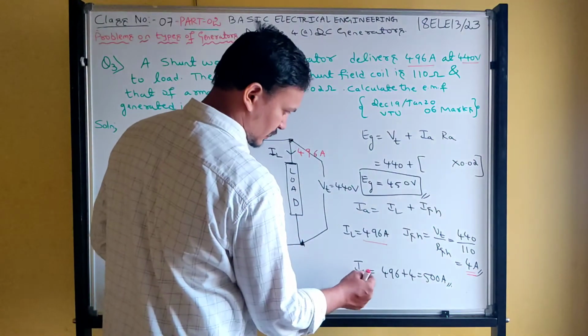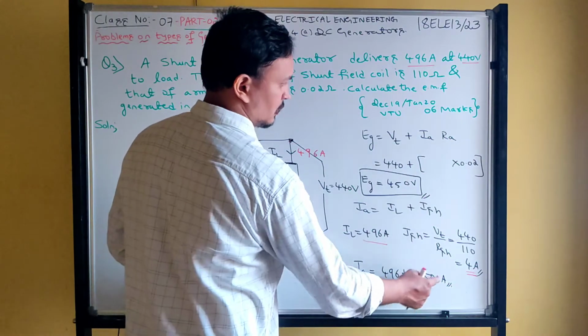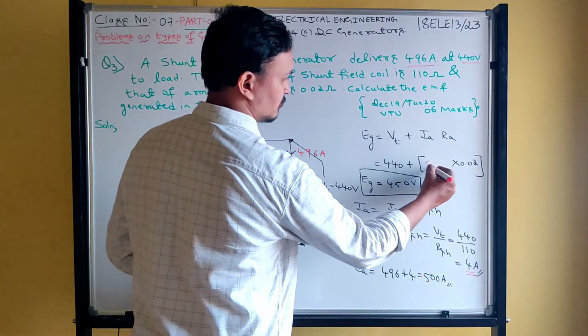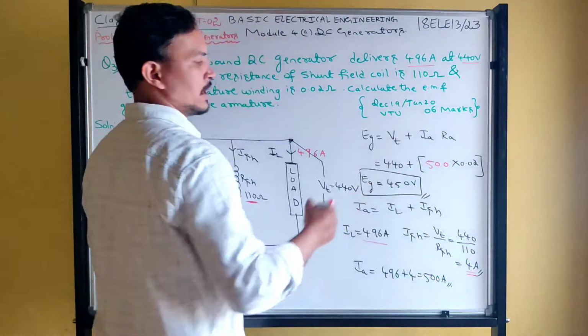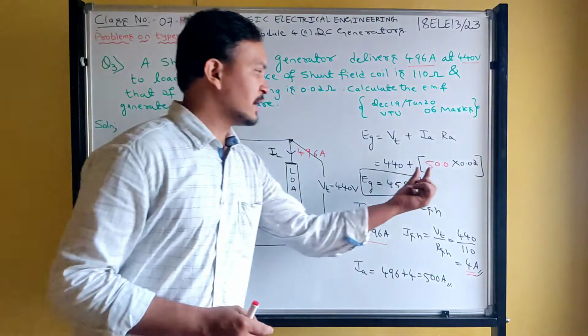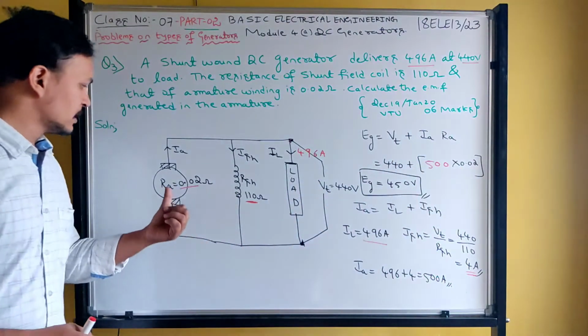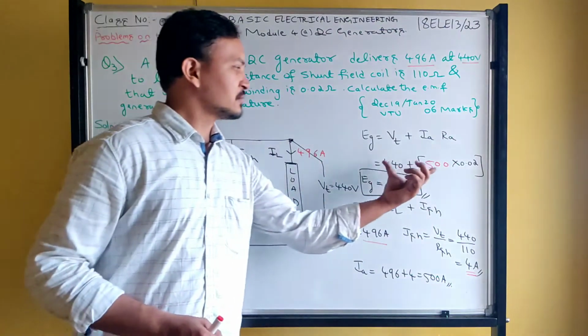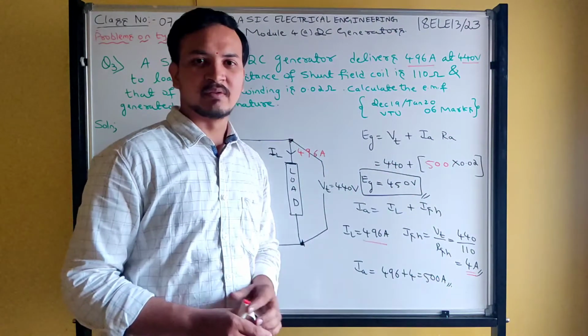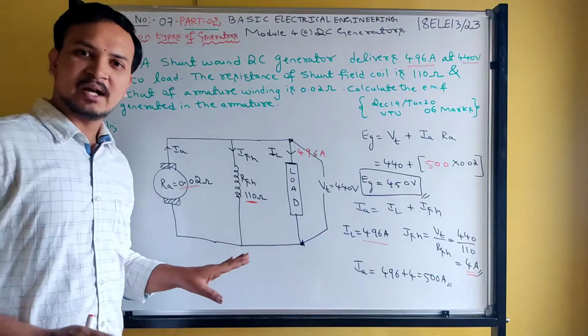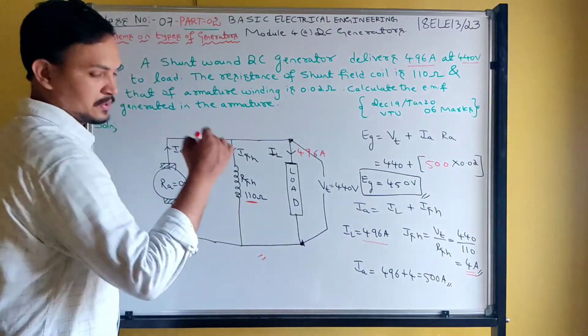Now substitute this armature current value here. What is the armature current value? 500 ampere. So Ia into Ra. What is armature resistance? 0.02. Just simplify this, you will get the answer 450 volts. With that, the problem ends. See how simple the problem is.